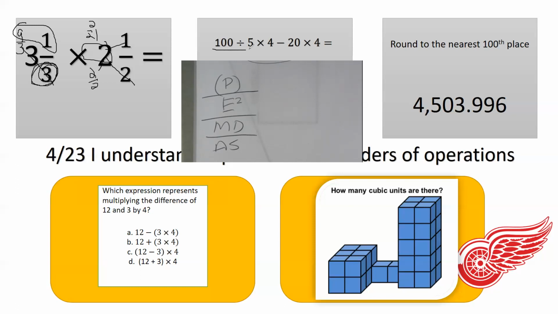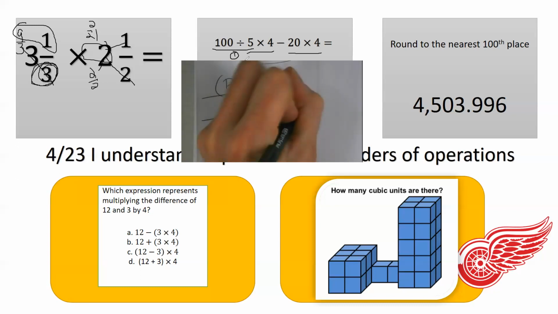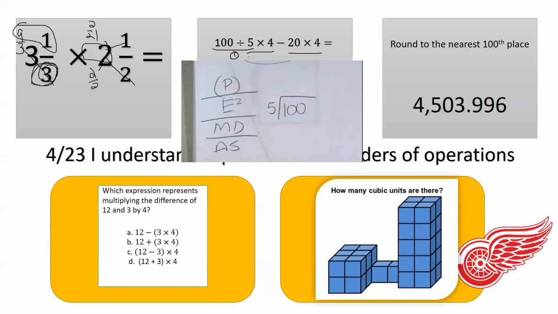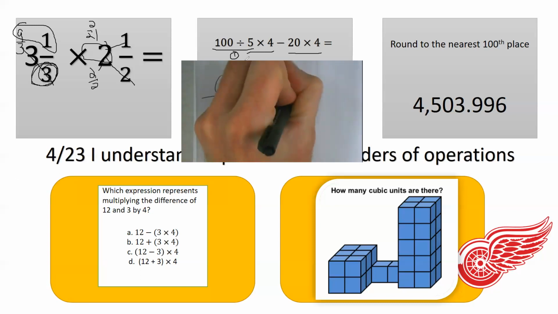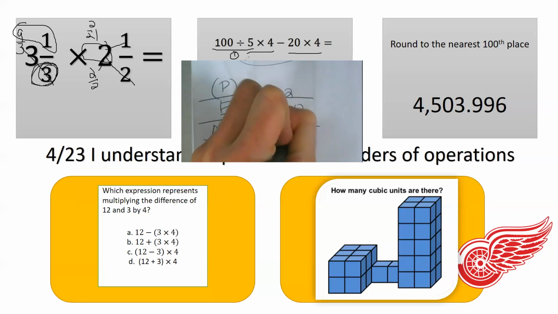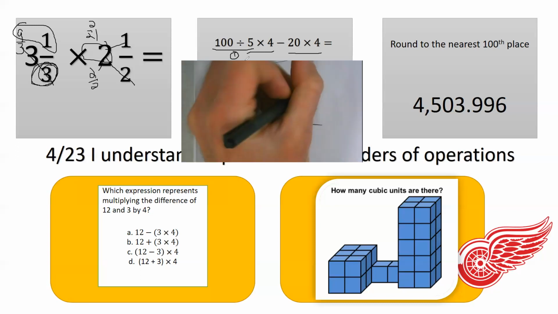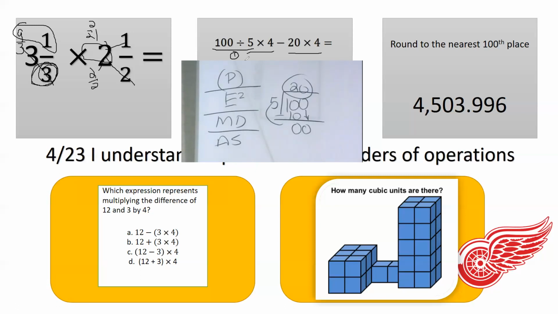I have a division problem here. I have a multiplication problem here. And I have a multiplication problem here. What do I do first? This one. Why? Because it comes up first in the problem. So what is 100 divided by 5? How many 5s go into 10? 2. What's left over? Nothing. Bring down the 0. 5 doesn't go into 0. Therefore, my answer is 20.